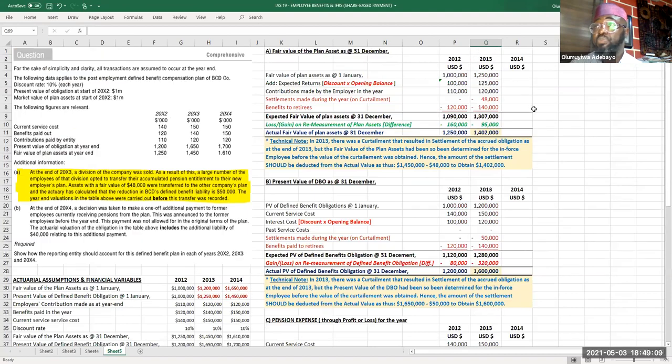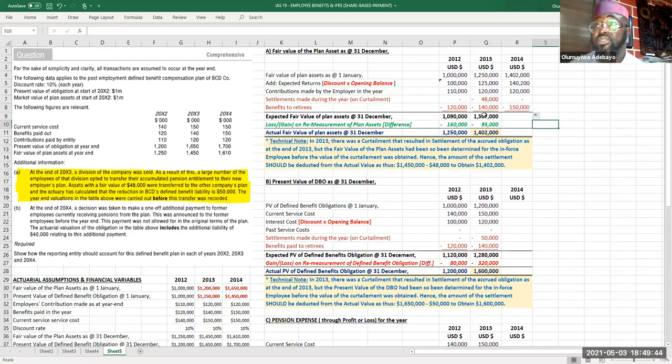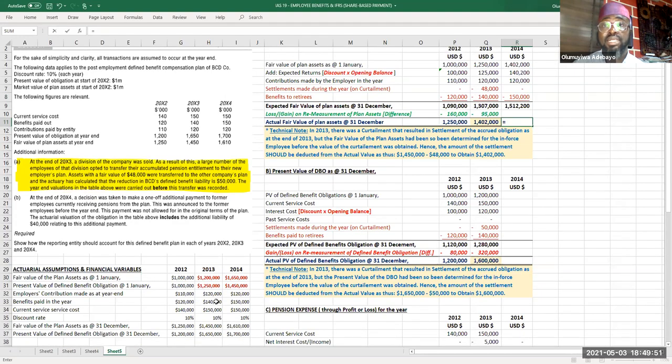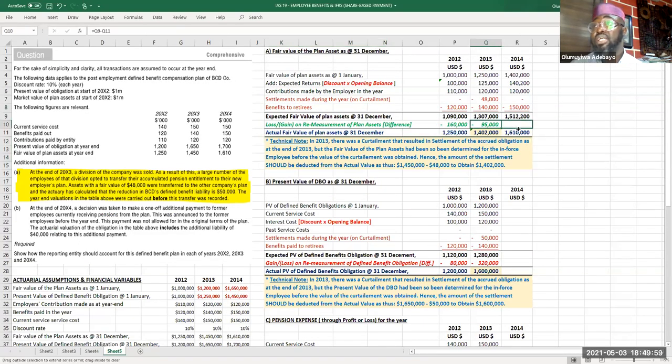Now let's do the final year. In the final year for assets, your closing balance in year 2013 will be your opening in year 2014. Our expected return is still the discount rate multiplied by our opening balance, 10%. Contribution was made, which was 120,000. There was no settlement in this period. And benefit paid to retirees in this period was 150,000. Invariably, what is our balance? 1.52. But based on our valuation, what was our balance as at the end of year three? It's 1.61. Therefore, do we have a gain? We still reported a gain of 97,800.